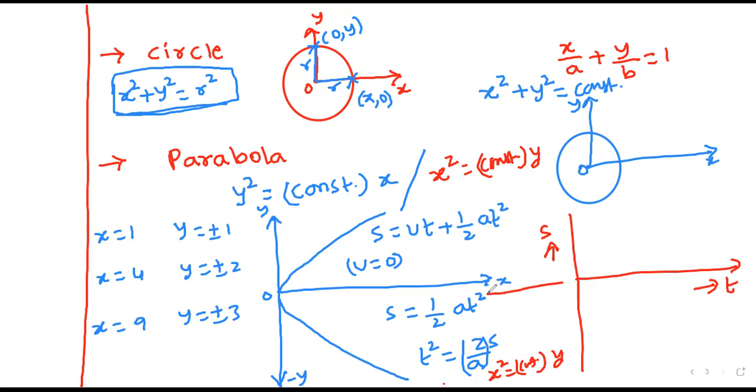How I will get the graph, you can see. Suppose y equal to 1, x equal to plus or minus 1. This is the graph for x square proportional to y. This is the graph for y square proportional to x. That means you need to remember that general equation and the shape of the graph.